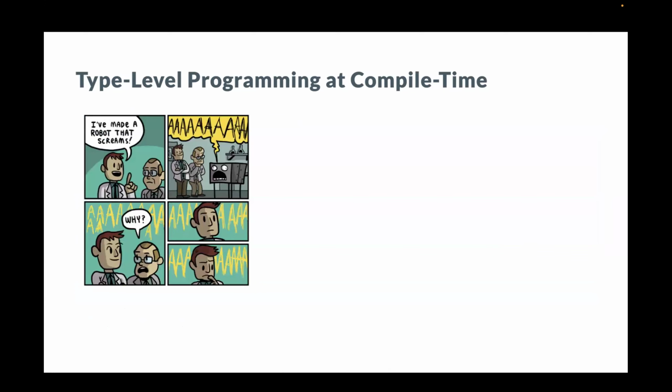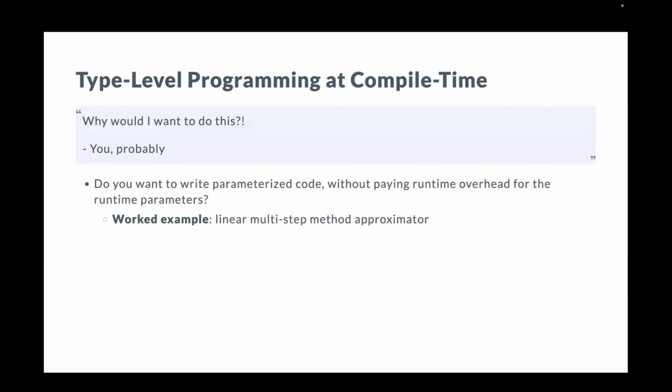And now you might be thinking, why on earth did we do this? I've made a robot that screams, but why? Well, there are two possible cases, but in fact, there are even more applications that I'm not going to talk about. For one, do you want to write code that's parameterized and configurable without paying any runtime overhead for the configuration?